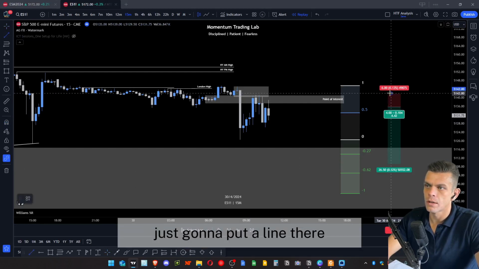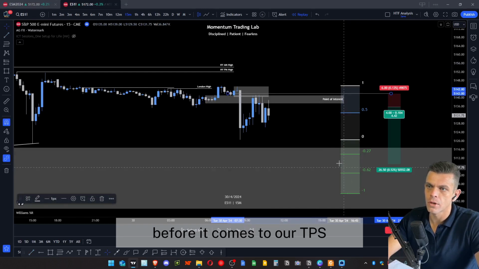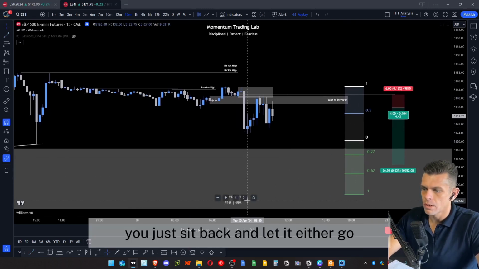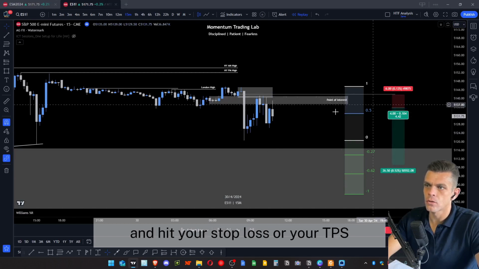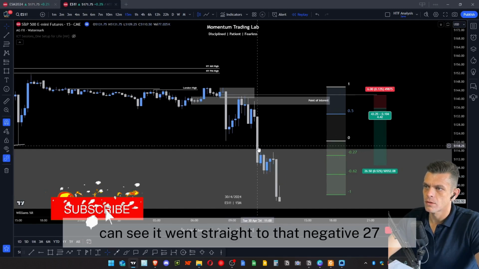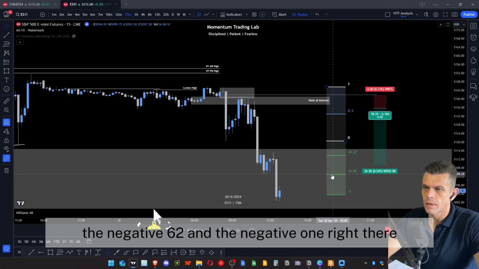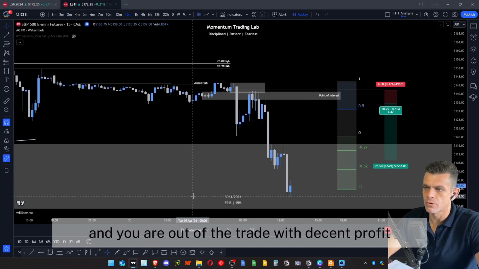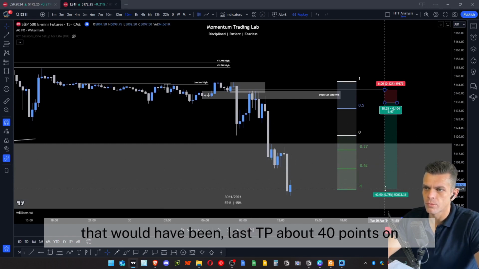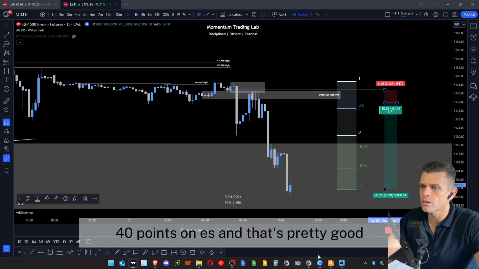Just going to put a line there so we can verify that it doesn't hit that level before it comes to our TPs. All right, so now you just sit back and let it either hit your stop loss or your TPs. You can see it went straight to that negative 0.27, the negative 0.62 and the negative 1 right there. And you are out of the trade with decent profit. That would have been the last TP, about 40 points on ES. And that's pretty good.